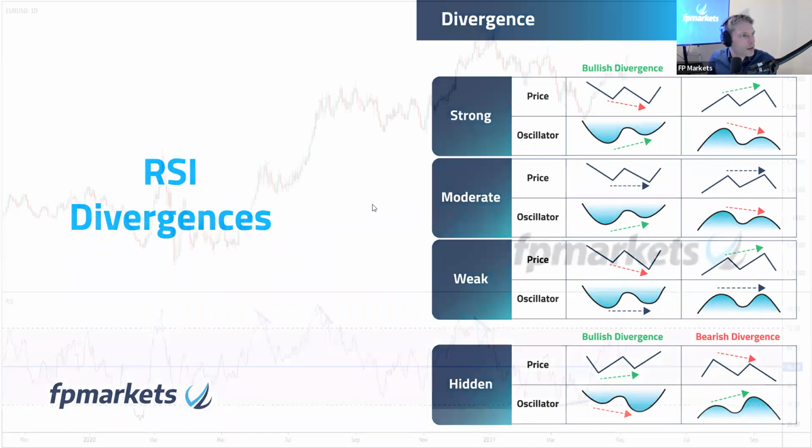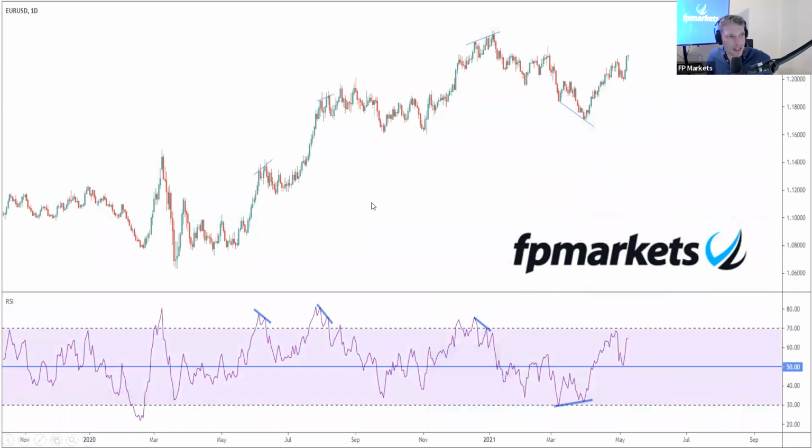Oh, there we go. There's the next one. Okay, onto the euro dollar daily time frame. I hope you can see this, guys. Okay, so we have, as I said, the euro dollar daily chart showing regular bullish and bearish divergences.